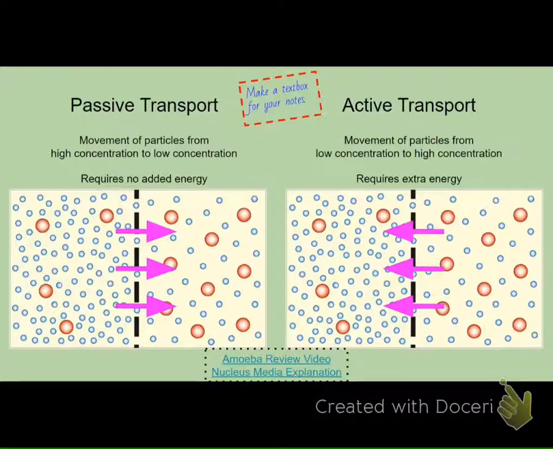The opposite of that is active transport. And you can see in the pictures, that's when you're pushing molecules into an area where there's already a lot of molecules. You're pushing it from low concentration to high concentration. And just like the word push implies, this takes energy.